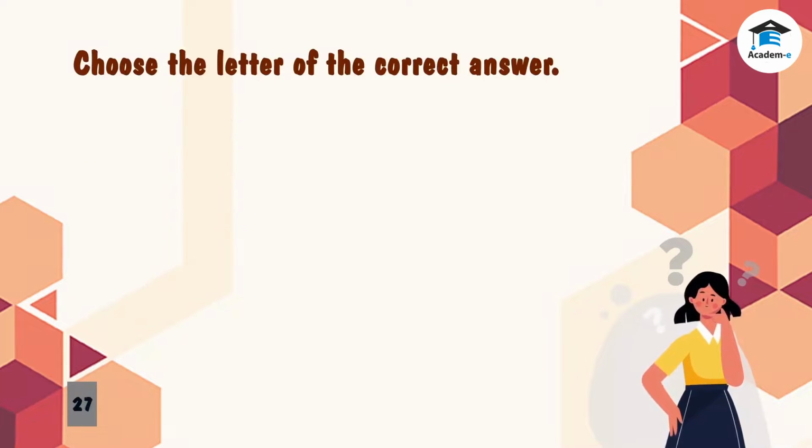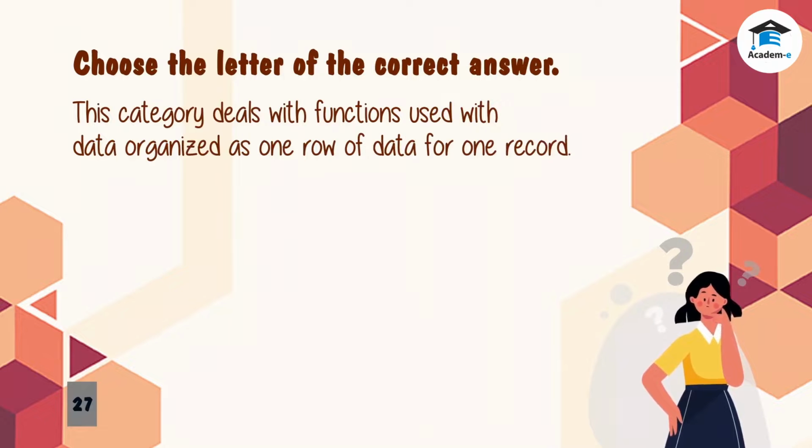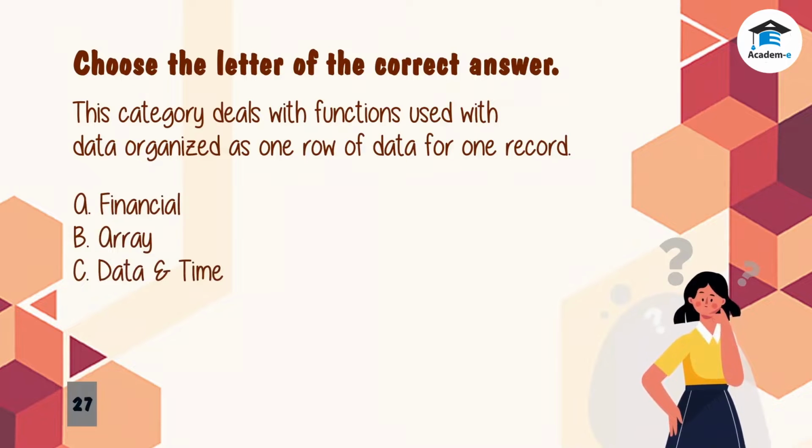Choose the letter of the correct answer. This category deals with functions used with data organized as one row of data for one record. A. Financial. B. Array. C. Date and time. D. Database. The answer is D. Database.